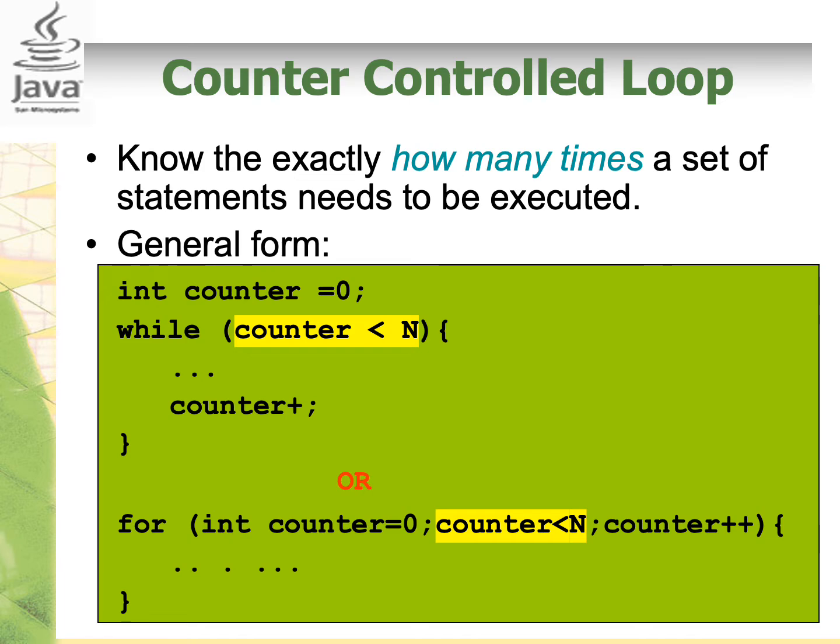Counter control loop is when we know exactly how many times a set of statements need to be executed. Most of the examples that we have seen in this topic use counter control loop. The general form is we would write the condition as counter less than n. It can be in while loop, do while loop, and also in for loop.